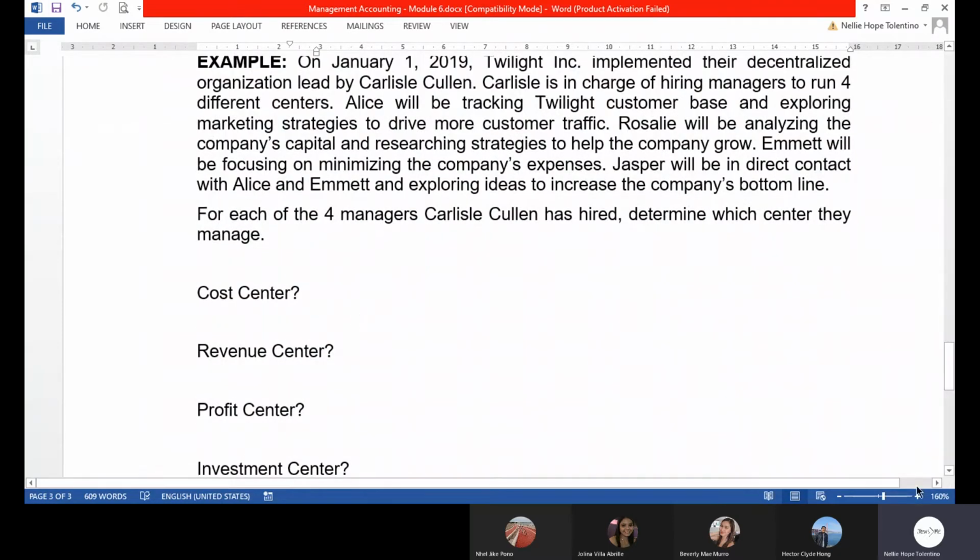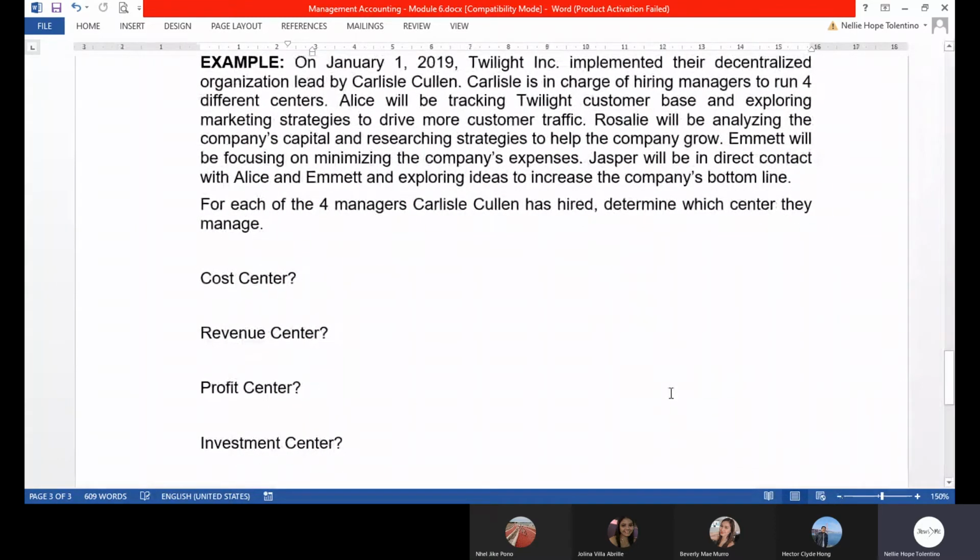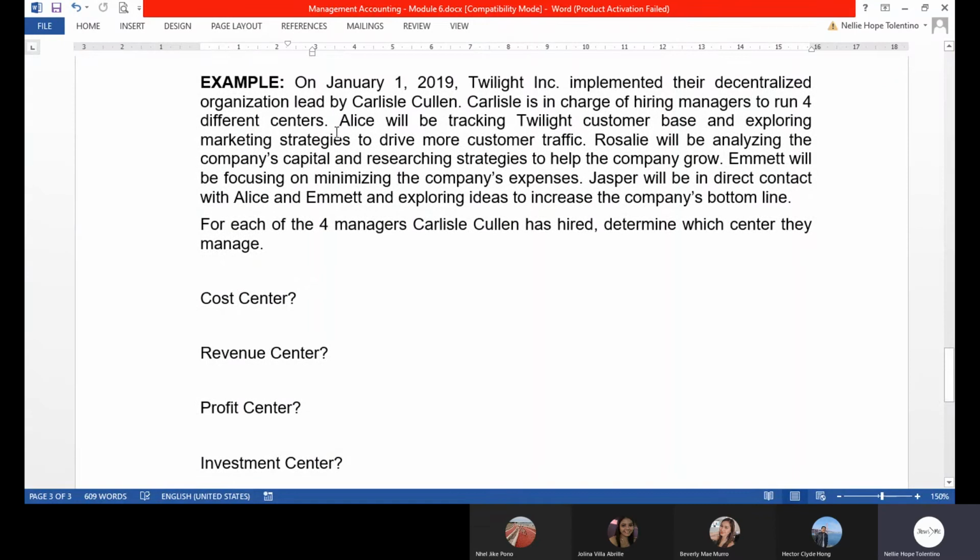Basahin nyo na lang, ang dali lang. So, example, on January 1, 2019, Twilight Incorporated implemented their, take note, decentralized organization led by Carlisle Cullen. Carlisle is in charge of hiring managers to run 4 different centers. So, mag-hire daw si Carlisle ng 4 managers for the 4 different centers ng kanilang decentralized organization.